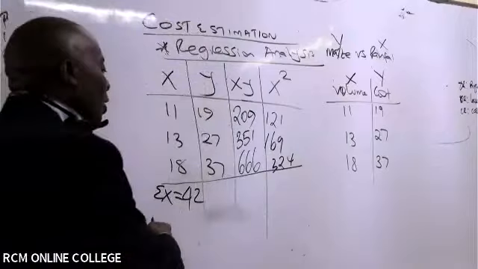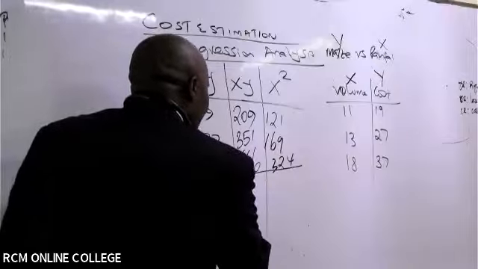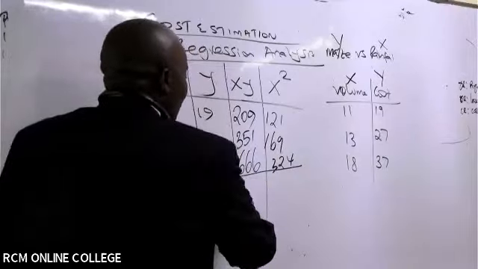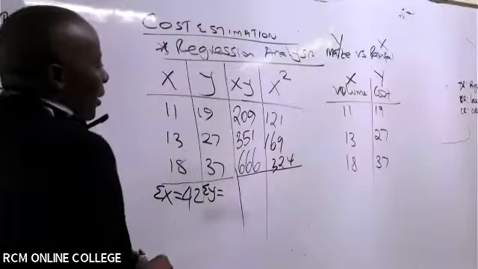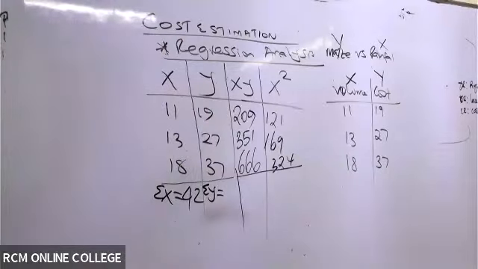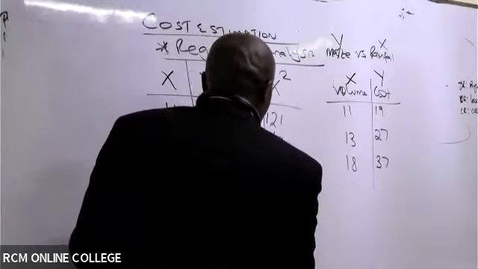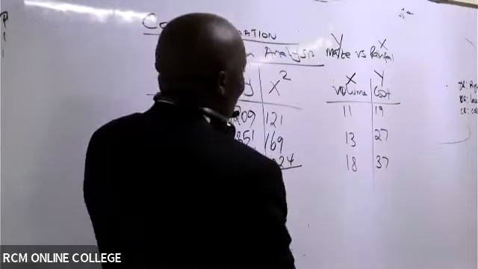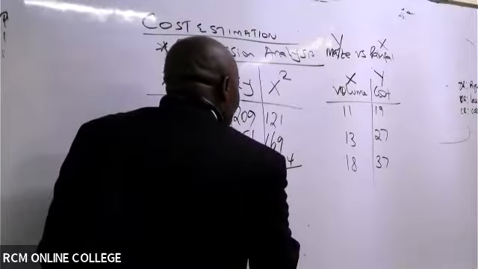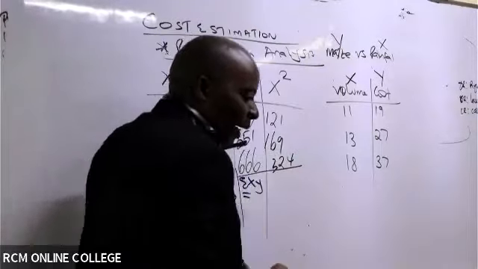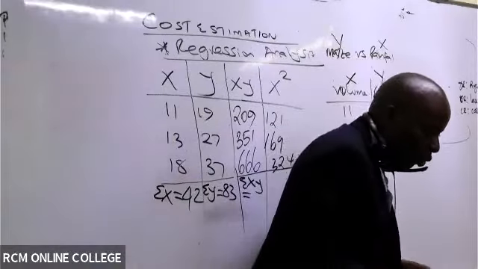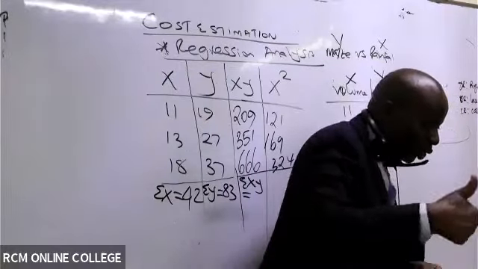Then we have sigma y. You must write like that. Sigma y. So we have here sigma y, 19 plus 27 plus 37, which will end up giving me 83. 83, thank you so much. Then you write here sigma xy. You must write like that. Sigma xy, from my online ninjas, what are they able to get? I can see Fatma, 1226.